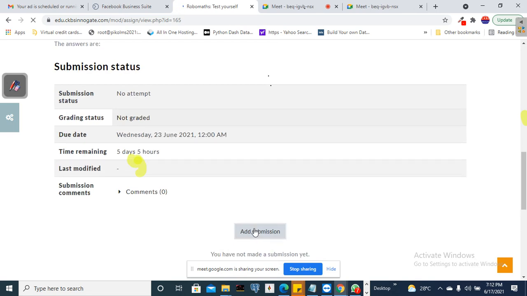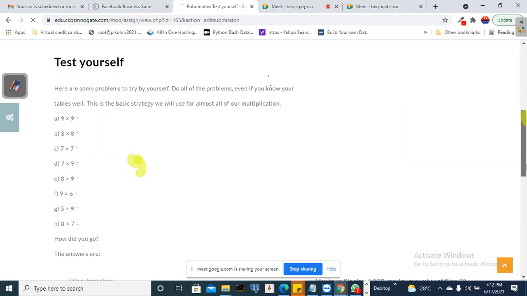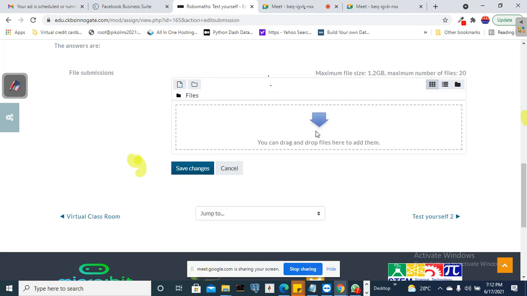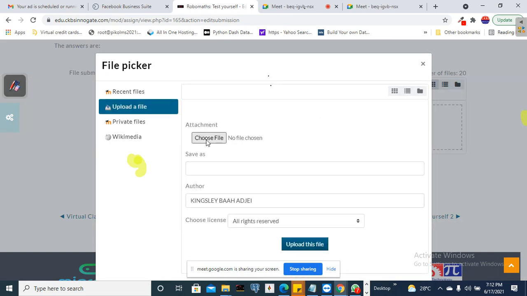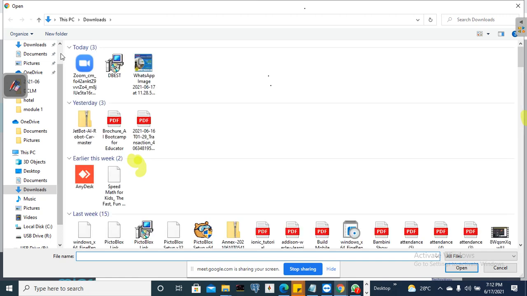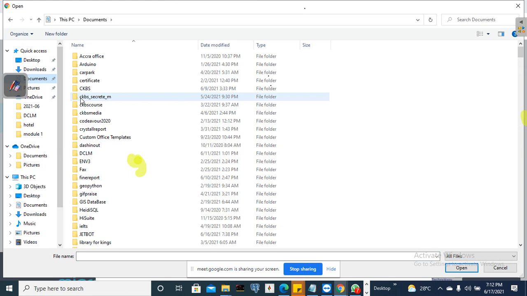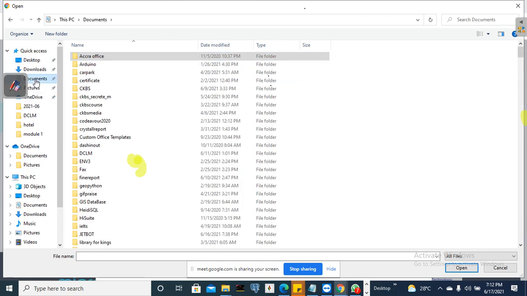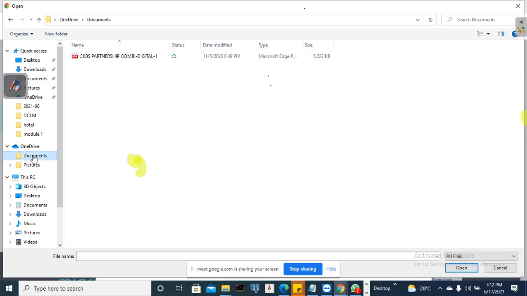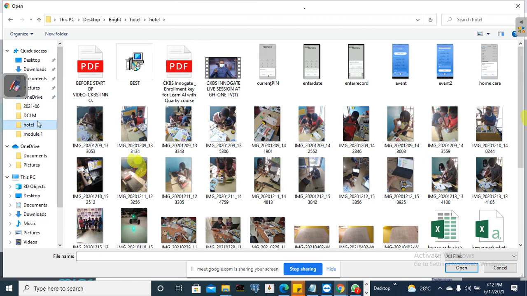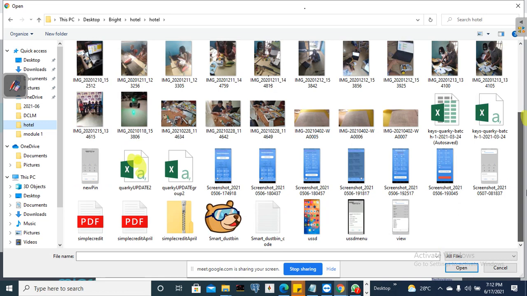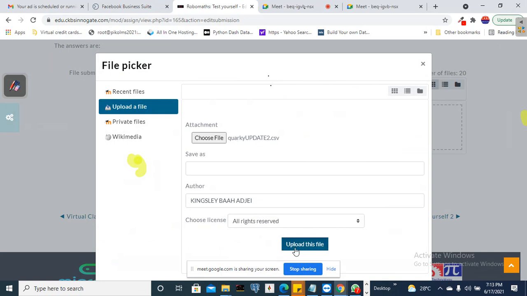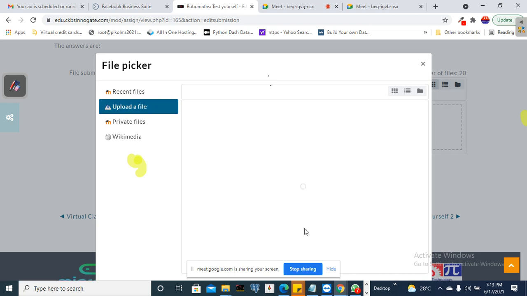And the document, if you solve it within a Word document, then you click here where the arrow is and you locate your machine, wherever your document is. I don't have Word, but I have Excel here, so I'm uploading this one. I just click on this. You can see it's showing here, and this is the upload file. I'll click on this, and the work will be uploaded.